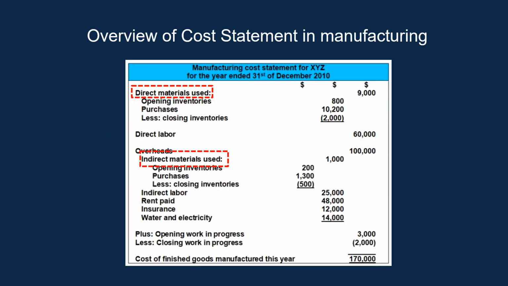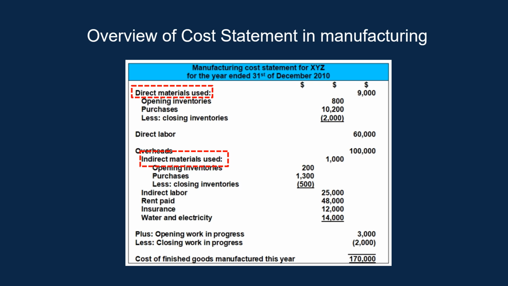Okay, let us go through the overview of this cost statement. So we are now in the context of a manufacturing company. As a manufacturer, these are usually the basic costs involved in the production process. We have the cost of direct materials, the cost of direct labor, the cost of the overheads, and also the adjustment for any opening and closing work in progress, and finally we will get the cost of the finished goods manufactured for the period.